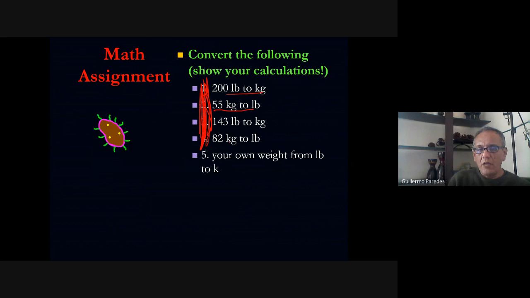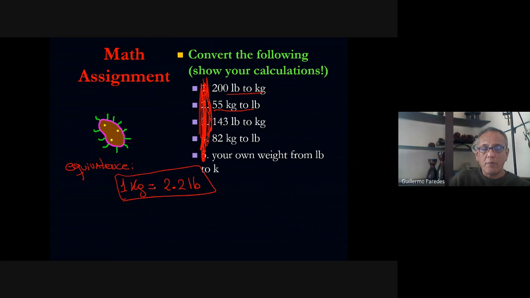So now what I'm going to show you is how to do the conversion. For whatever conversion you have, you need to have the equivalents. That is something that you need to memorize. The equivalents are going to be, for example, that 1 kilogram is equal to, say, 2.2 pounds. Okay with that? That is what you need to remember.